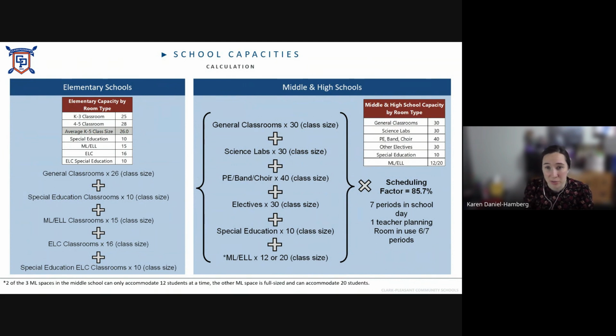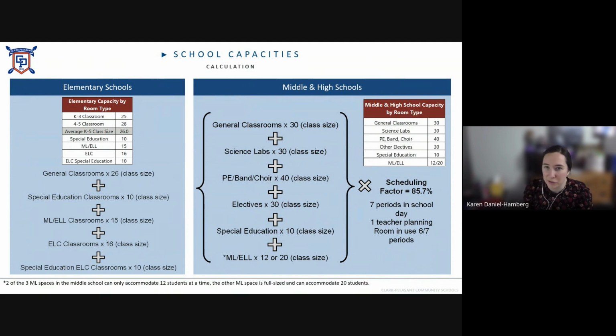Special ed classrooms, we're multiplying by 10. That's an average for the special education classes that your buildings house. ML or ELL classes are housing 15 students. ELC is housing 16, and then special education ELC classrooms are housing 10. So like I said, just add all of that up. That gives us our elementary capacity.